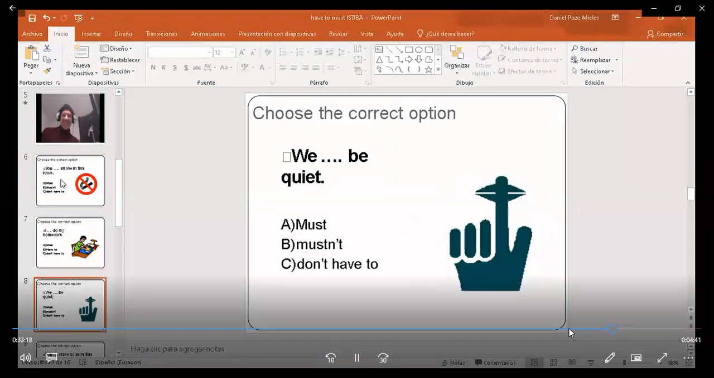Next, choose a correct option. We must, we mustn't, or we don't have to be quiet. Look at the signal, look at the picture. Somebody is telling, okay? Somebody is telling, right. So we must, we mustn't, or we don't have to, okay? Just choose the correct answer, and then you will send me the activity.